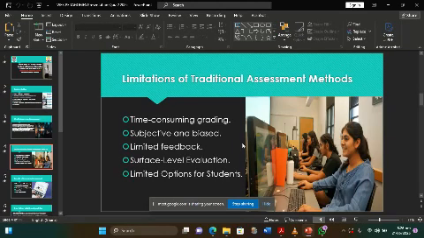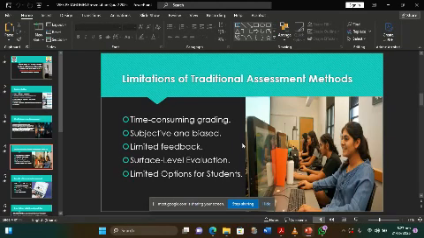The third one is limited feedback. With traditional assessment, there's little or no explanation about where they did well and where they did not. If they get that, they can improve on it. This makes it very difficult for learners to understand their mistakes so that they can build on them. If grades are just given without explanation, it becomes very difficult for learners to improve.